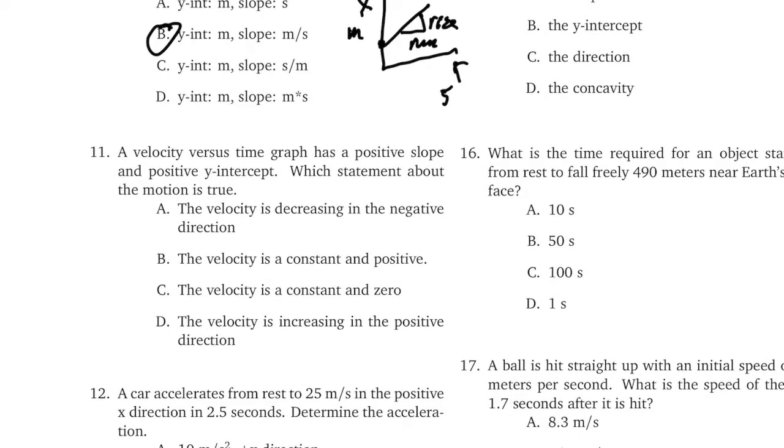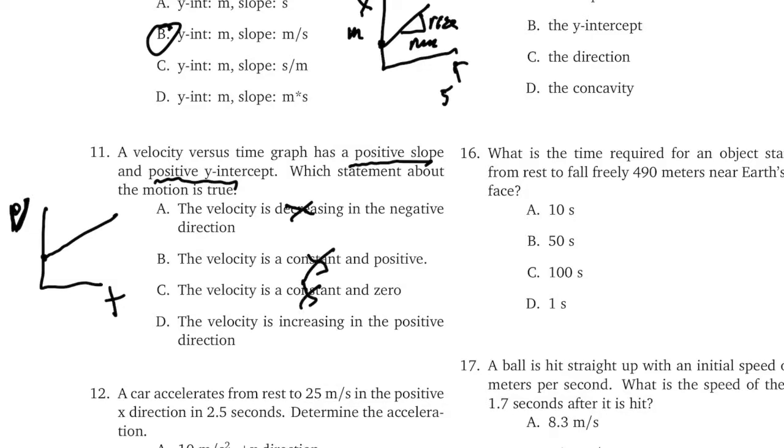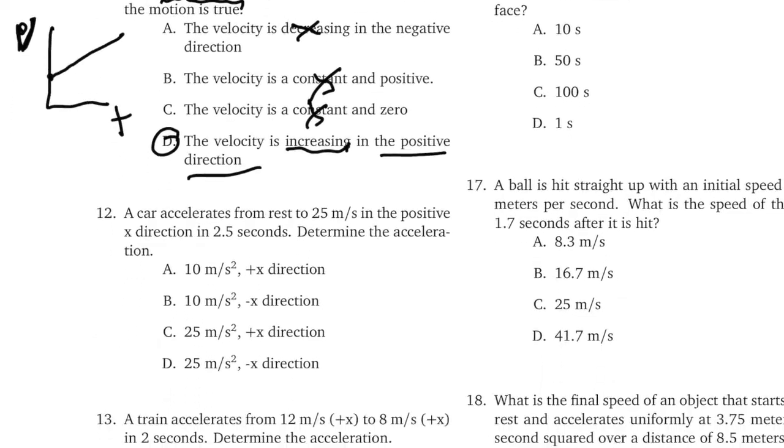Number 11, a velocity versus time graph has a positive slope and a positive y-intercept. I say we draw it, so we have V versus T. It has a positive y-intercept and a positive slope. So we see, is the velocity decreasing? No way. According to our graph, it is increasing. The velocity also isn't constant. And so we're left with answer choice D, that it is increasing in the positive direction.